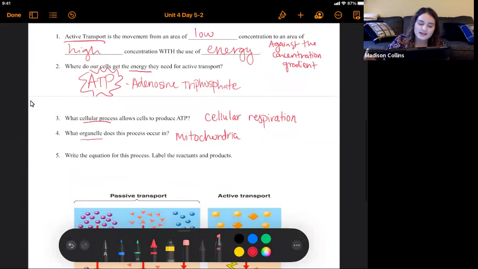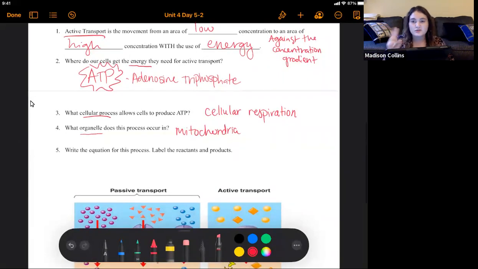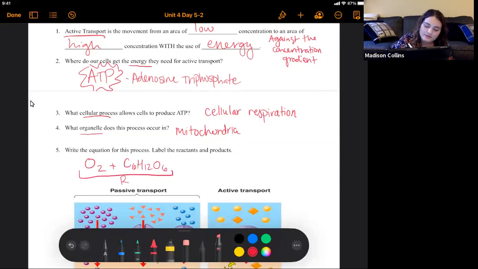Now, number 5, write the equation for this process. So we know that cellular respiration requires 2 things. It requires oxygen and glucose, and those are our reactants.